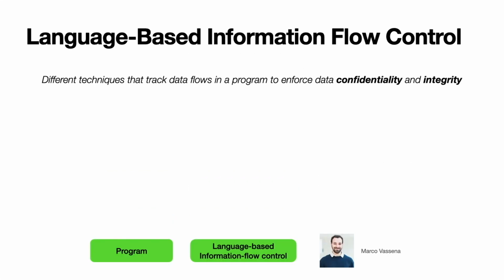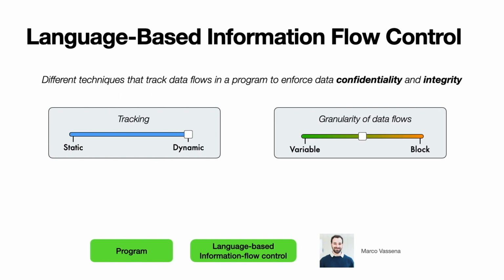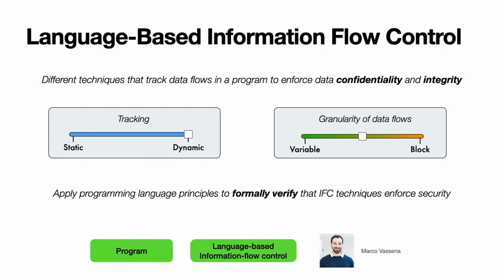In the first part of the course, we will study information flow control techniques that track how data flows in a program to enforce data confidentiality and integrity. We will discuss both static and dynamic IFC techniques based on security type systems and taint tracking, as well as techniques that track data flows in a program at a different granularity, for example, per program variable or per program block. Finally, we will see how programming language principles can be applied to formally verify that these techniques enforce security.